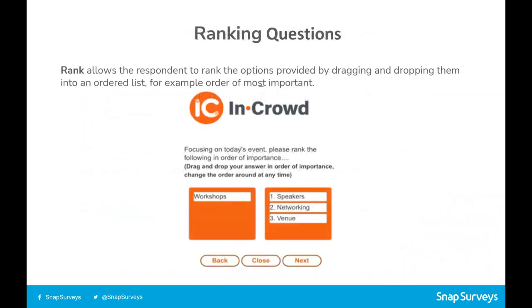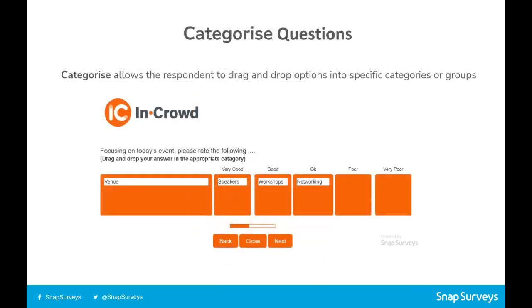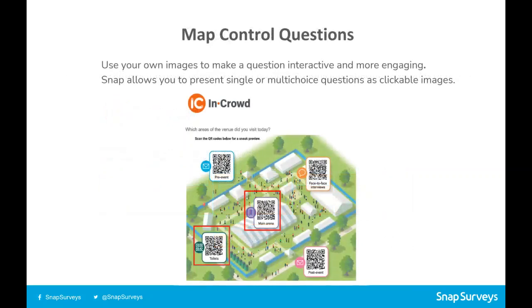So we're going to be looking at 3 types of questions, as I said. We're going to be looking at our ranking question. We're going to use our lovely in-crowd sample survey. We're going to be looking at our categorized question, and once again, all in our in-crowd sample survey. And we're also going to be looking at creating the map control.